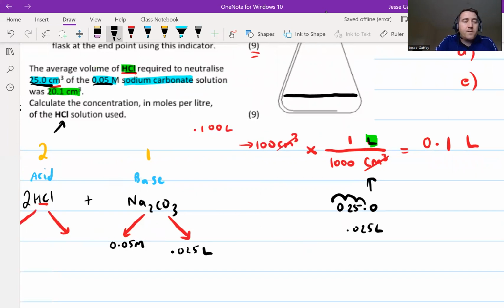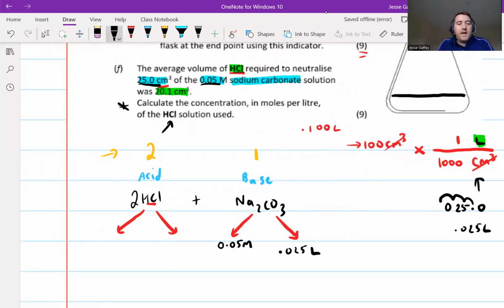What we're doing with the acid then is we are looking at this volume here, and we're converting that to liters because that's for the acid. Pause the video and do that now. What we should have got here is 0.0201. And our concentration of the acid, well, that's our unknown. That's what we're trying to find, because look what it says: calculate the concentration in moles per liter of the HCl. So this here is a question mark molarity.